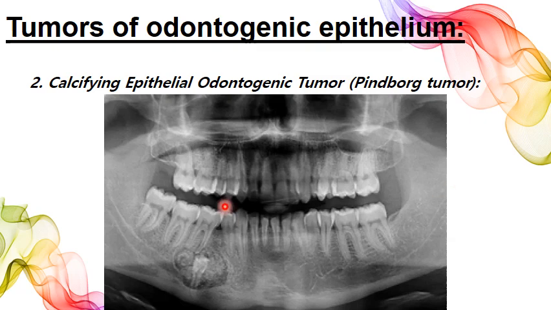Radiographically, the most common presentation is a mixed radiopaque and radiolucent lesion. This is the radiopacity and radiolucency, often associated with an impacted tooth. This lesion here is associated with an impacted lower premolar, lower 5.